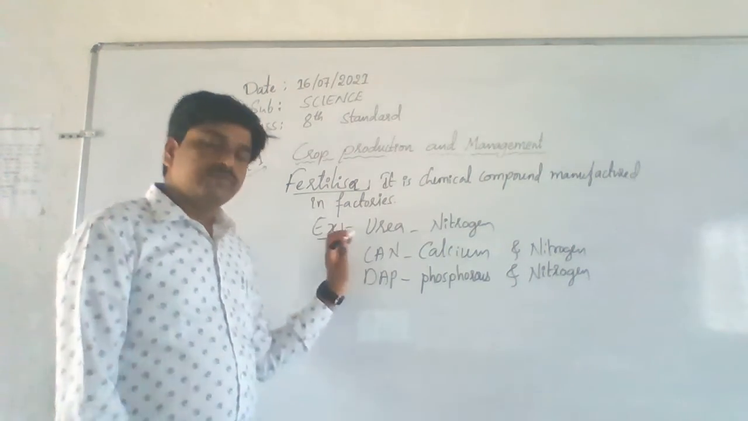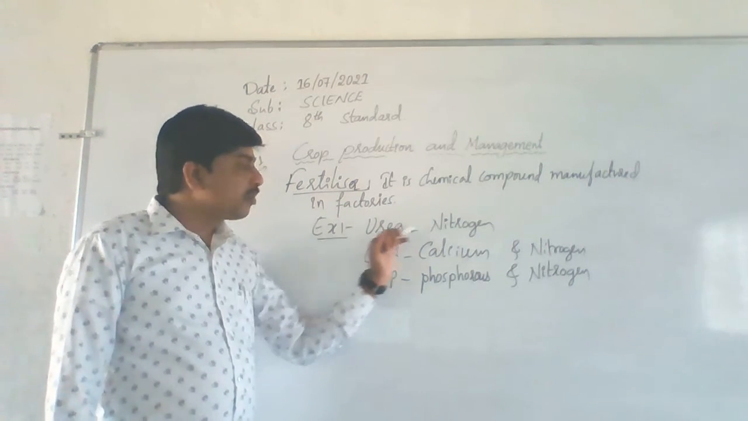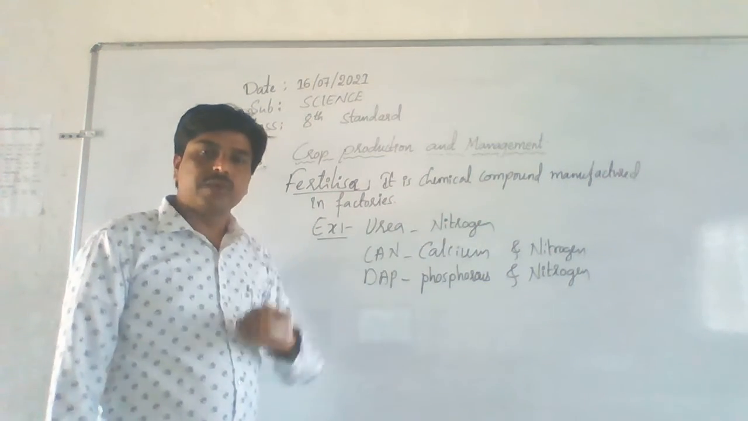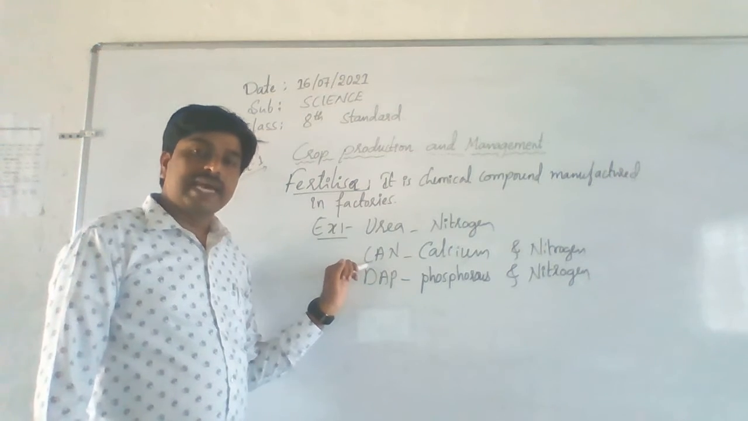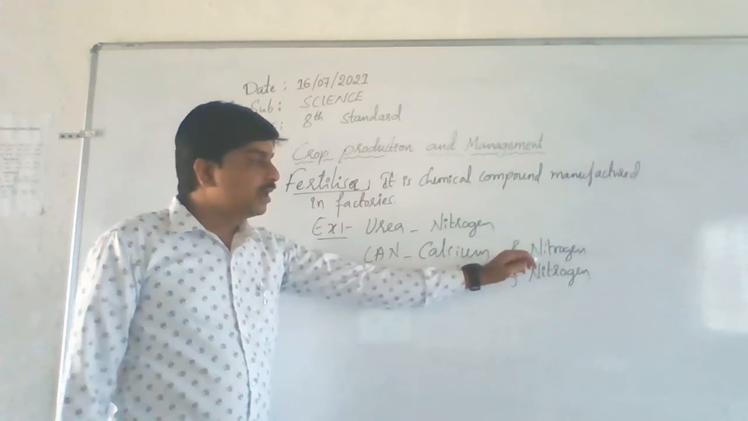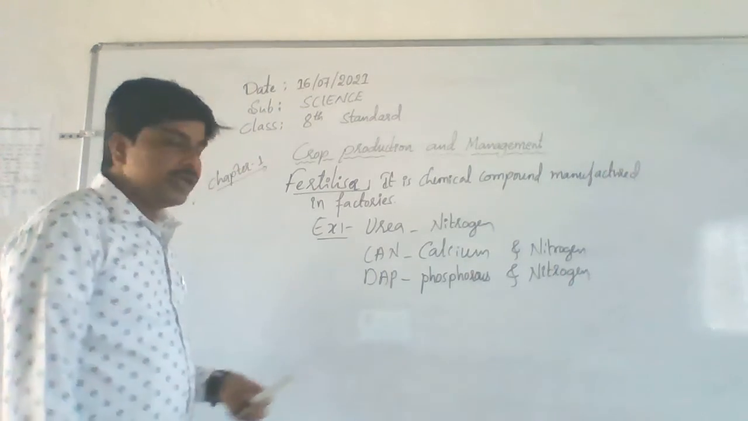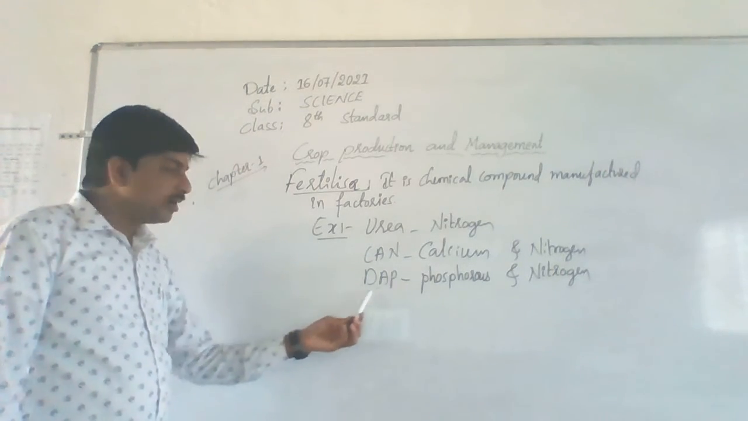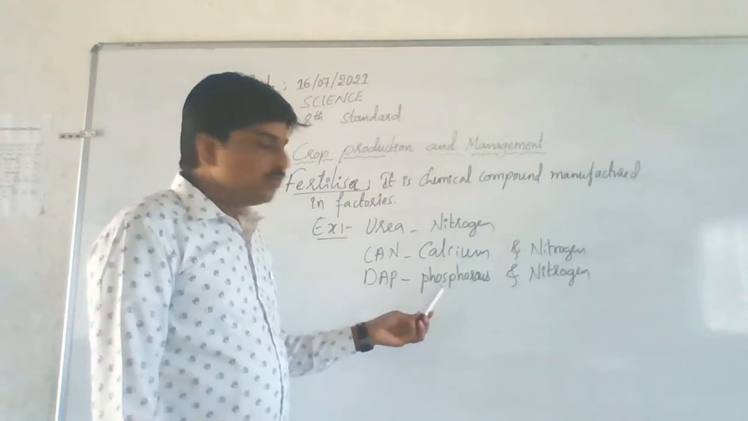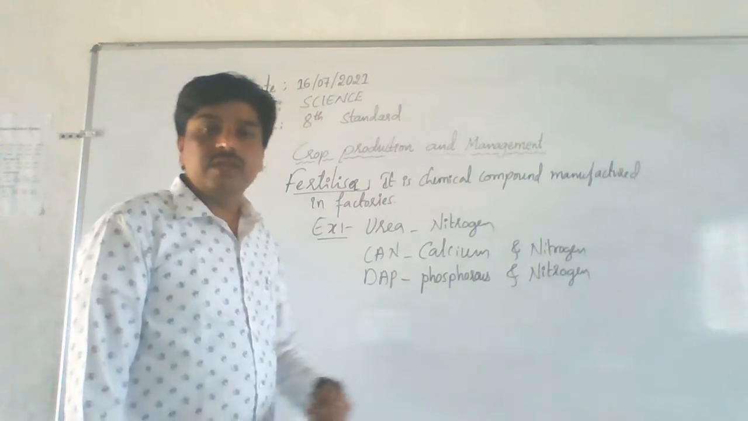Let's see. Urea. Commonly farmers are using urea fertilizer. What does it provide to the soil? That mainly provides nitrogen to the soil. Okay. Second, calcium ammonium nitrate fertilizer is there. What does it provide to the soil? Calcium and nitrogen. And the last one is diammonium phosphate. It is shortly called DAP. So this DAP provides phosphorus and nitrogen to the soil.